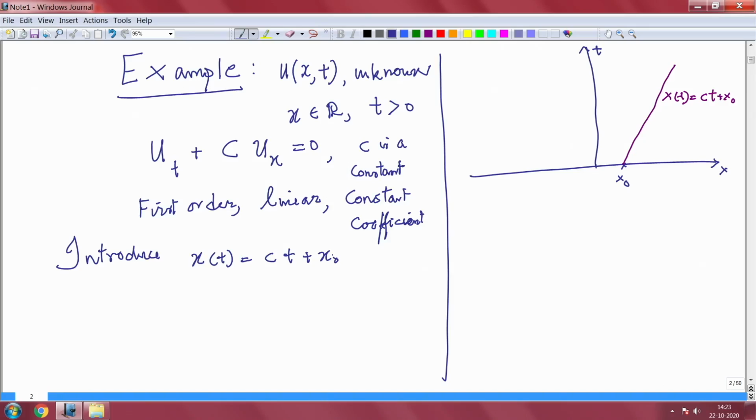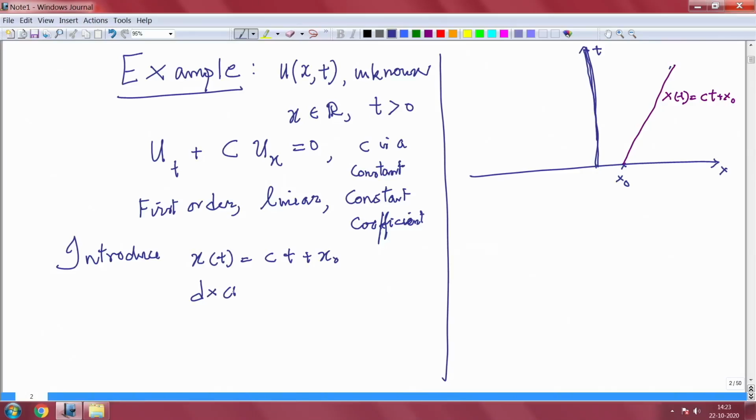Here is one point I want you to think about: this curve x of t is viewed with respect to t. So, you have to view this as a function of the t variable. Hence, the slope with respect to t is nothing but 1 over c. So, you have to understand, you are not viewing this x of t as a line with respect to x. You are viewing it with respect to the t direction. So, that means you are looking for a curve x of t for which dx of t by dt equals c.